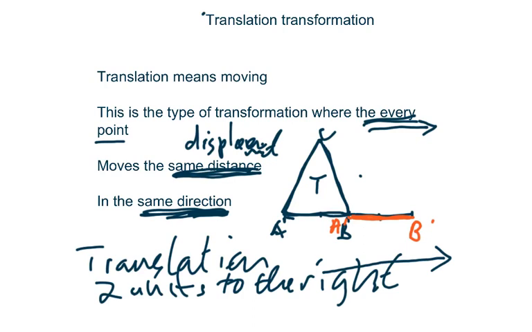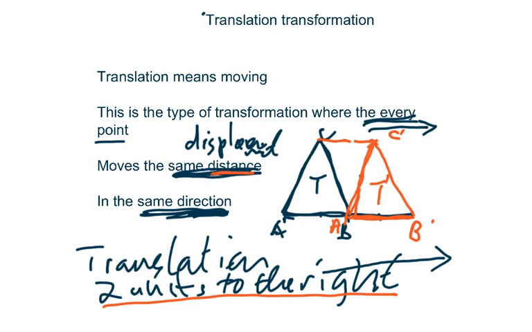The image of the point is regarded as a prime. So then C is also going to move 2 units. So let's see. It's 1 there, 2 just about there. So that will be our C prime. Therefore, this then is our triangle T prime. It has undergone a translation of 2 units to the right.